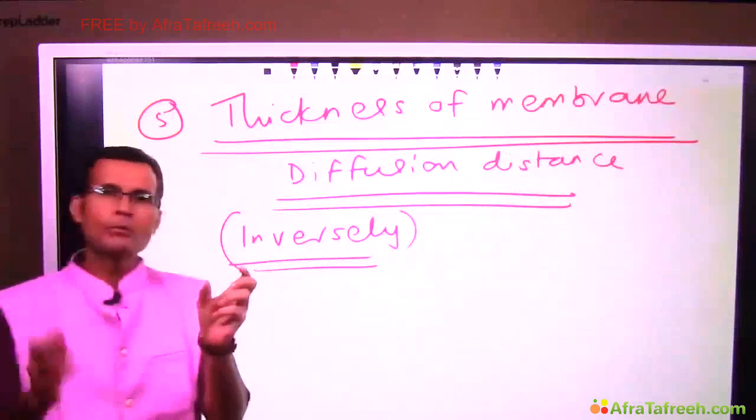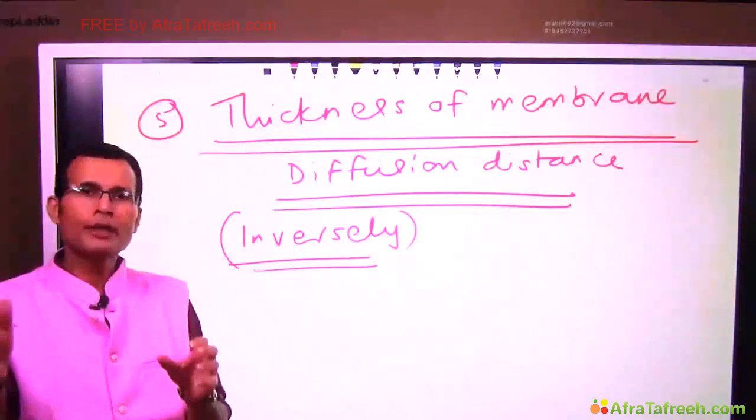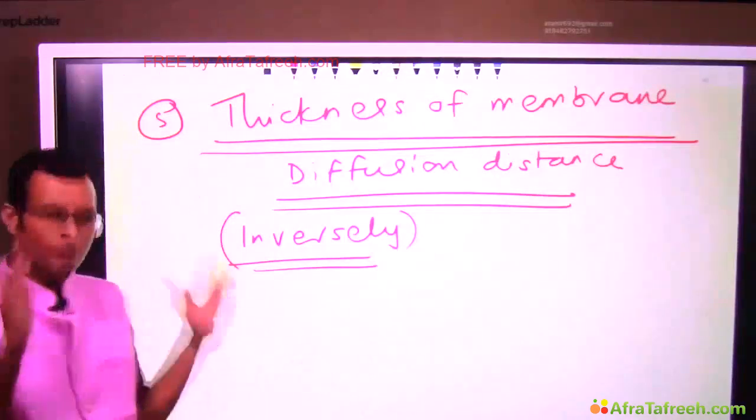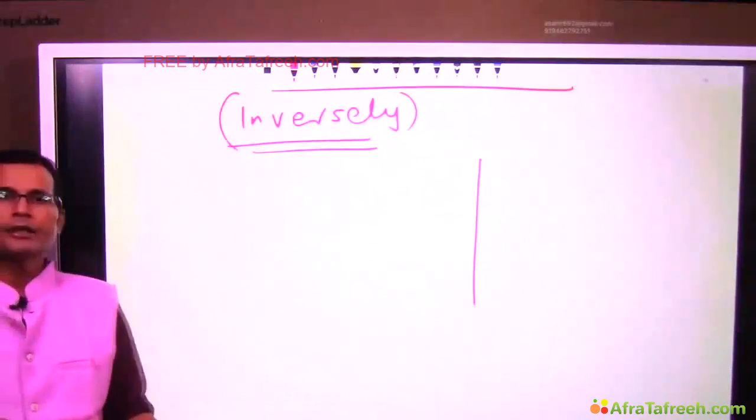The thicker the membrane, the more time will be taken by the substance to travel from one side to the other side of the membrane. So that's very logical to understand. Now, what is the example that we can give?